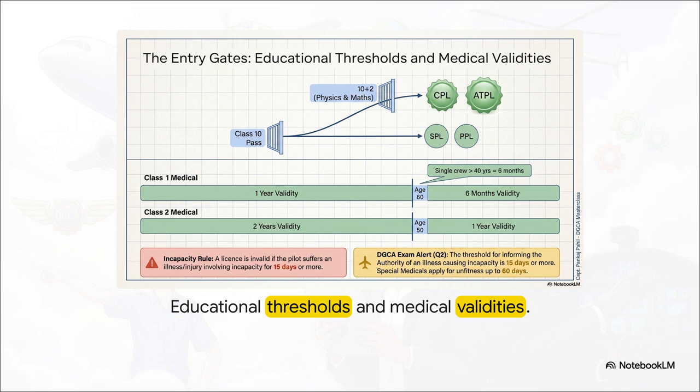And here is your DGCA exam tip. Keep a close eye on the FRTOL, the Flight Radio Telephone Operator's License. It's a bit of a chameleon. It uniquely pops up in both the Class 10 and Class 10+2 lists, depending on the exact regulatory context you're being tested on. So keep that distinction razor sharp.